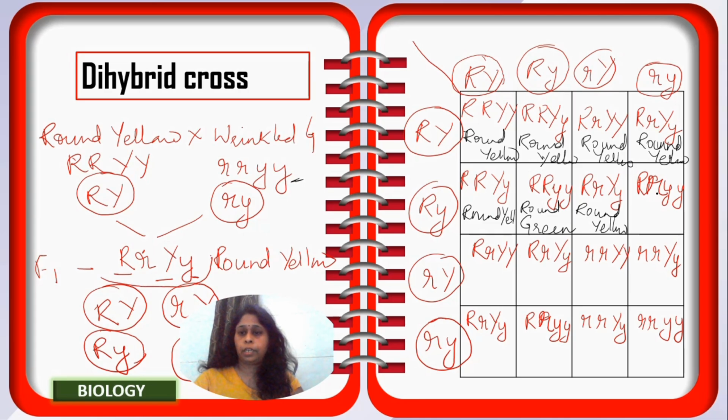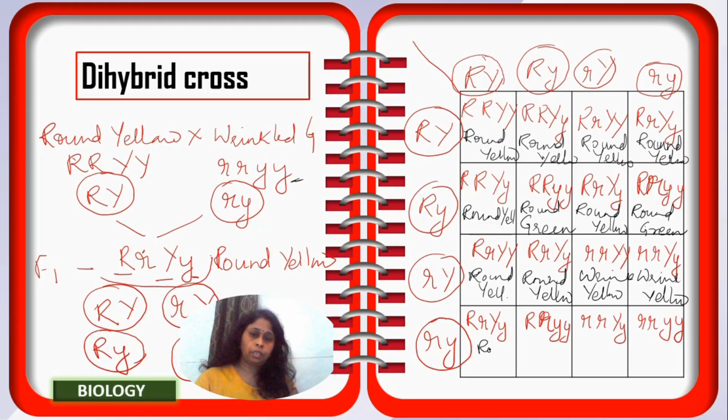Now capital R, small r, this is round. Small y is recessive, right? So it is green. Then small r is recessive. Which one is recessive? The wrinkled one. So this is wrinkled yellow. Then small r, this is also wrinkled yellow. Then this is round yellow.